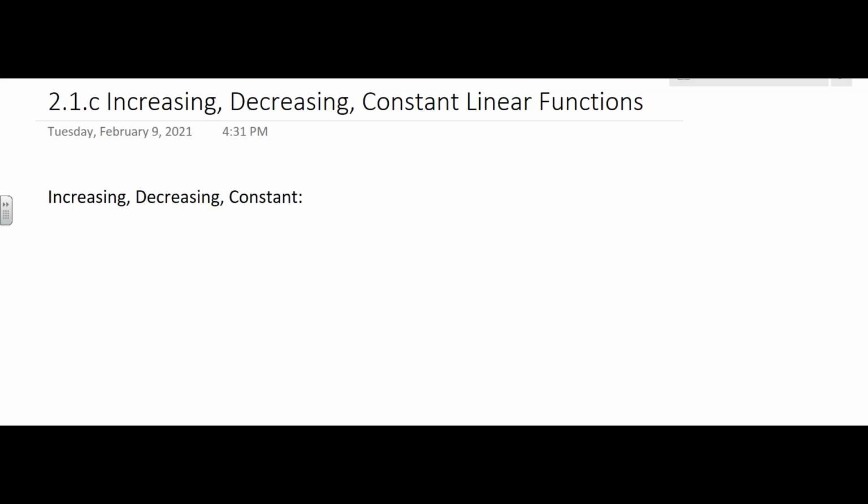Okay, so linear functions can be increasing, decreasing, or constant. And so that's what we're going to talk about here. So let me slide this up a little bit. Okay, so at first, let's say we have a linear function that looks like this. Now it's linear, so it's going to be a line, and it's going like that.